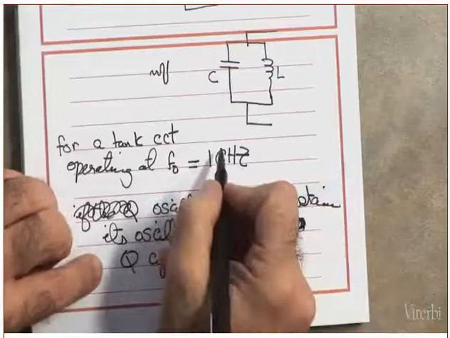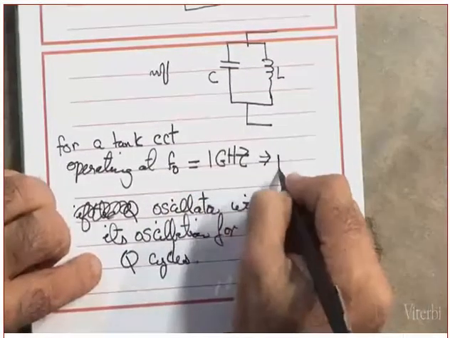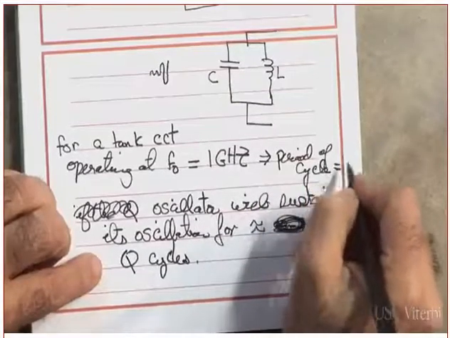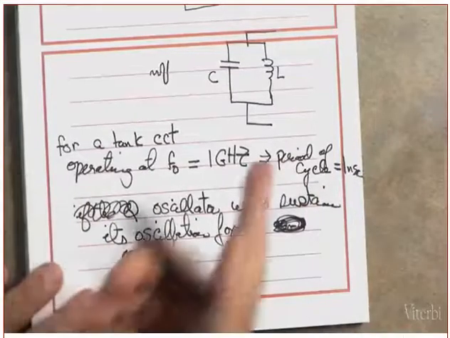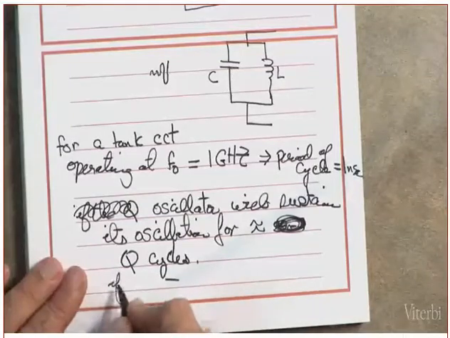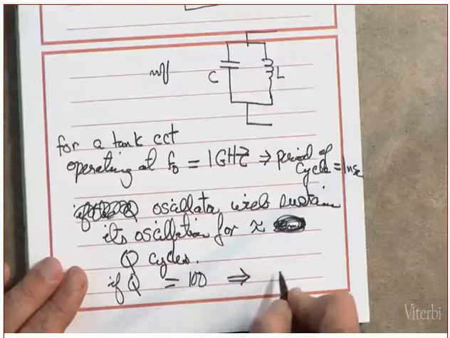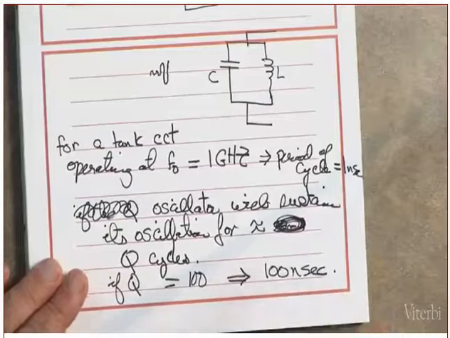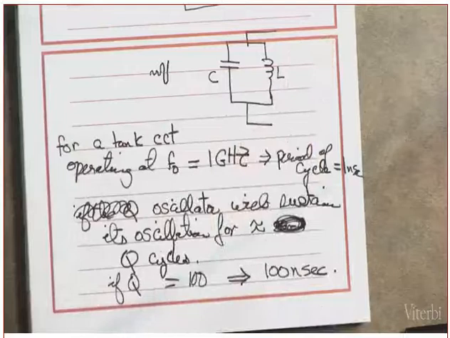Let's assume it's 1 gigahertz. What is the period of this guy? The period of one cycle is 1 nanosecond. You agree? Let's assume the Q is 100. What does this tell you? If Q is equal to 100, then the oscillator will sustain its oscillation for 100 nanoseconds. Then it began to go down the drain.